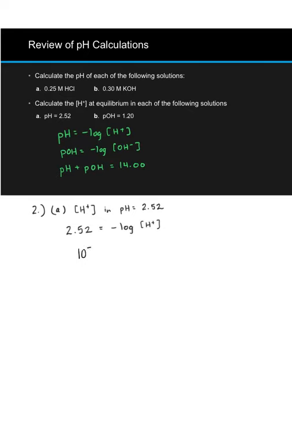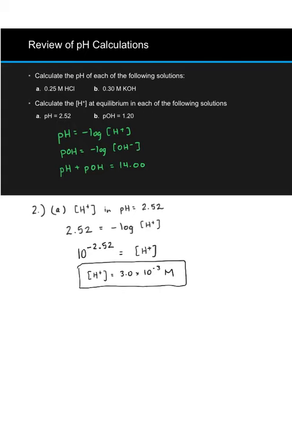On the left, we get 10 to the negative 2.52 is equal to the concentration of H+ cations, or the concentration of H+ when we plug the left-hand side into our calculator works out to be 3.0 times 10 to the minus 3 molar. That's 0.003 molar.